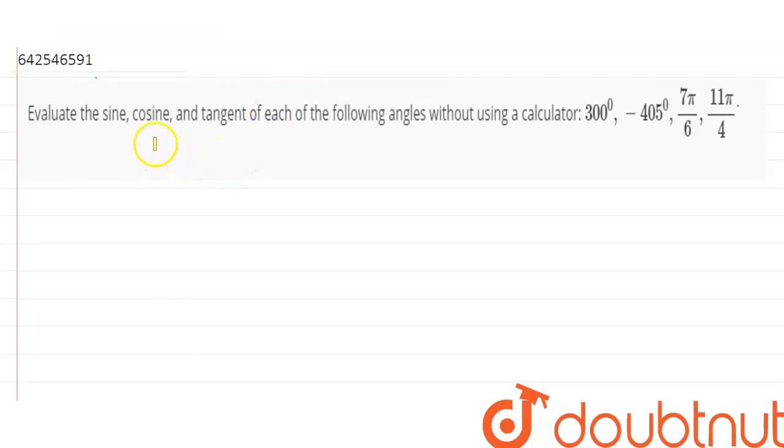So the given question is that we have to evaluate the sine, cosine, tangent of the following angles. The first angle is 300 degrees.